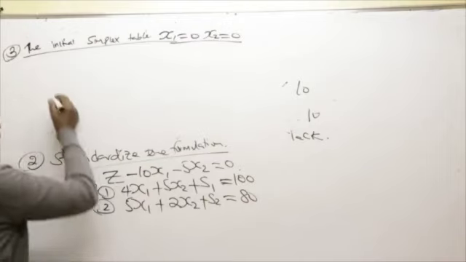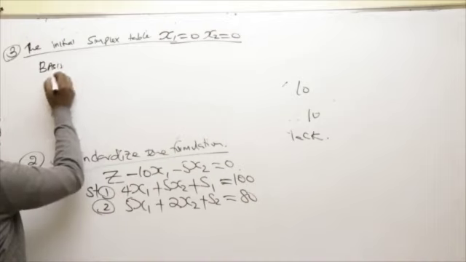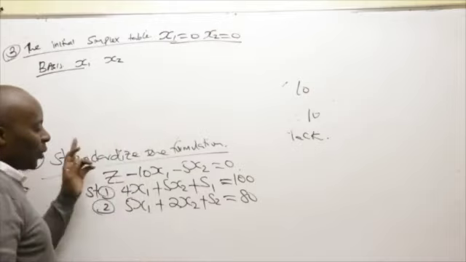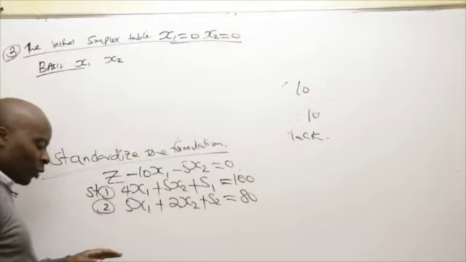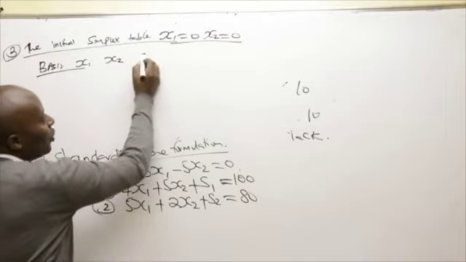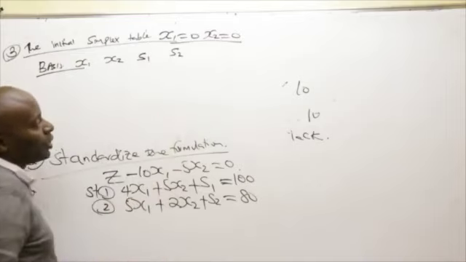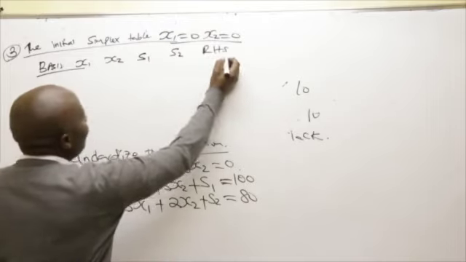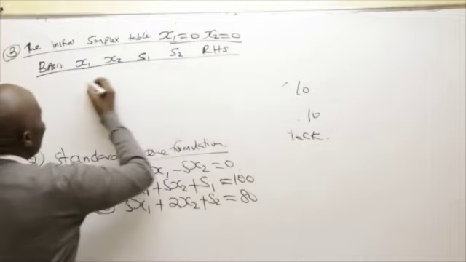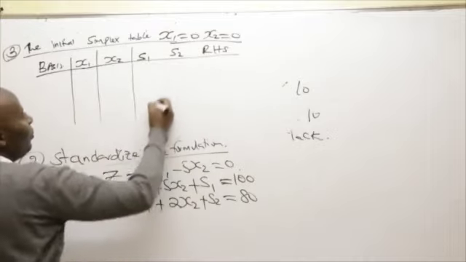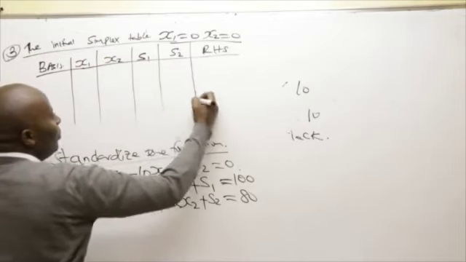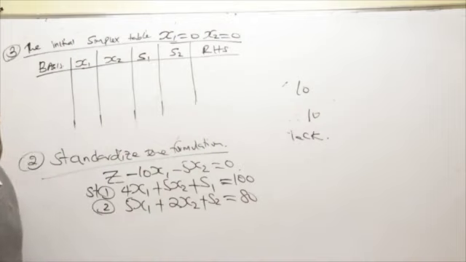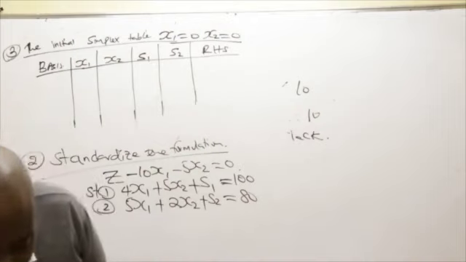And then, ladies and gentlemen, we'll have what we call the bases here. Each of the variables will have to be provided for in our table. Initially, we had x1 and x2, but for purpose of standardization, we introduced slacks. So we have slack 1, we have slack 2 like that. And then, of course, we'll be having what we shall be calling right-hand side values. Now, I would want you to listen to me very well.